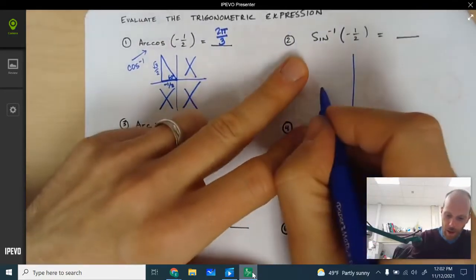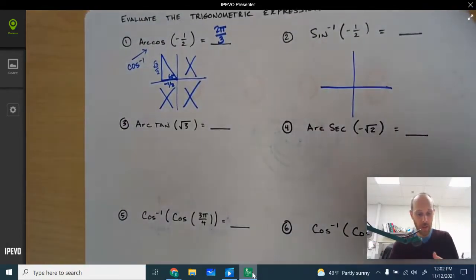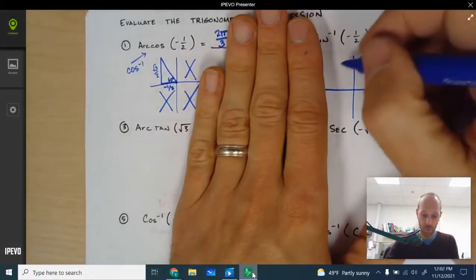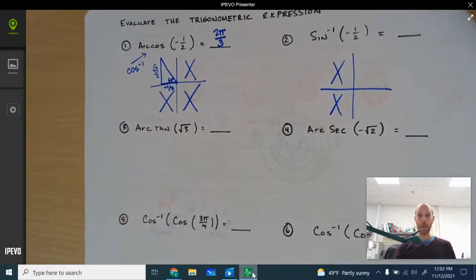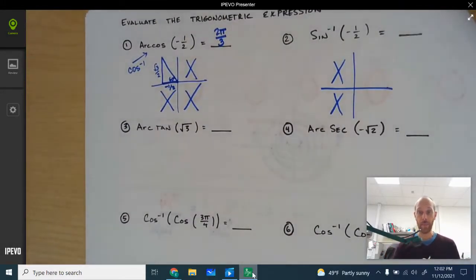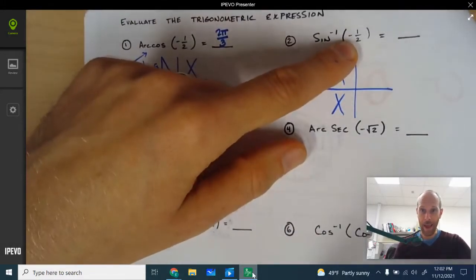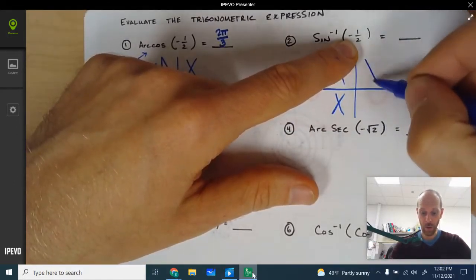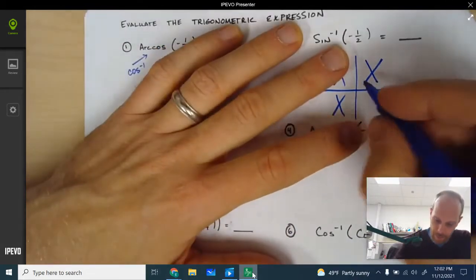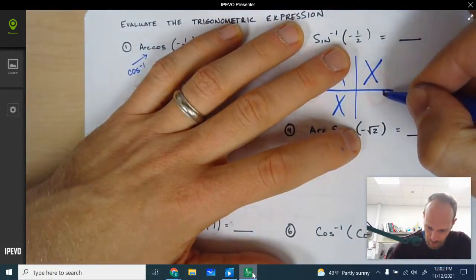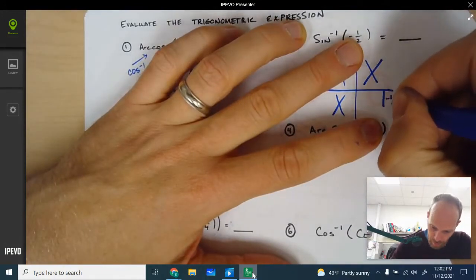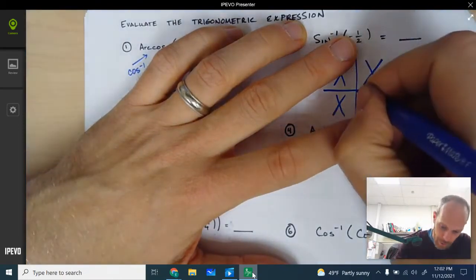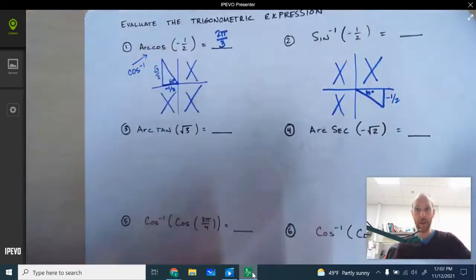Inverse sine of negative 1/2. Step 1. Inverse sine is defined on the right. So cross off quadrants 2 and 3. Second step. Negative 1/2 would be in the fourth quadrant because the signs are negative down here. Cross off quadrant 1. This time, it's the y value that will be 1/2. So that's 1/2, which means that the angle across from it is going to be the 30-degree angle.